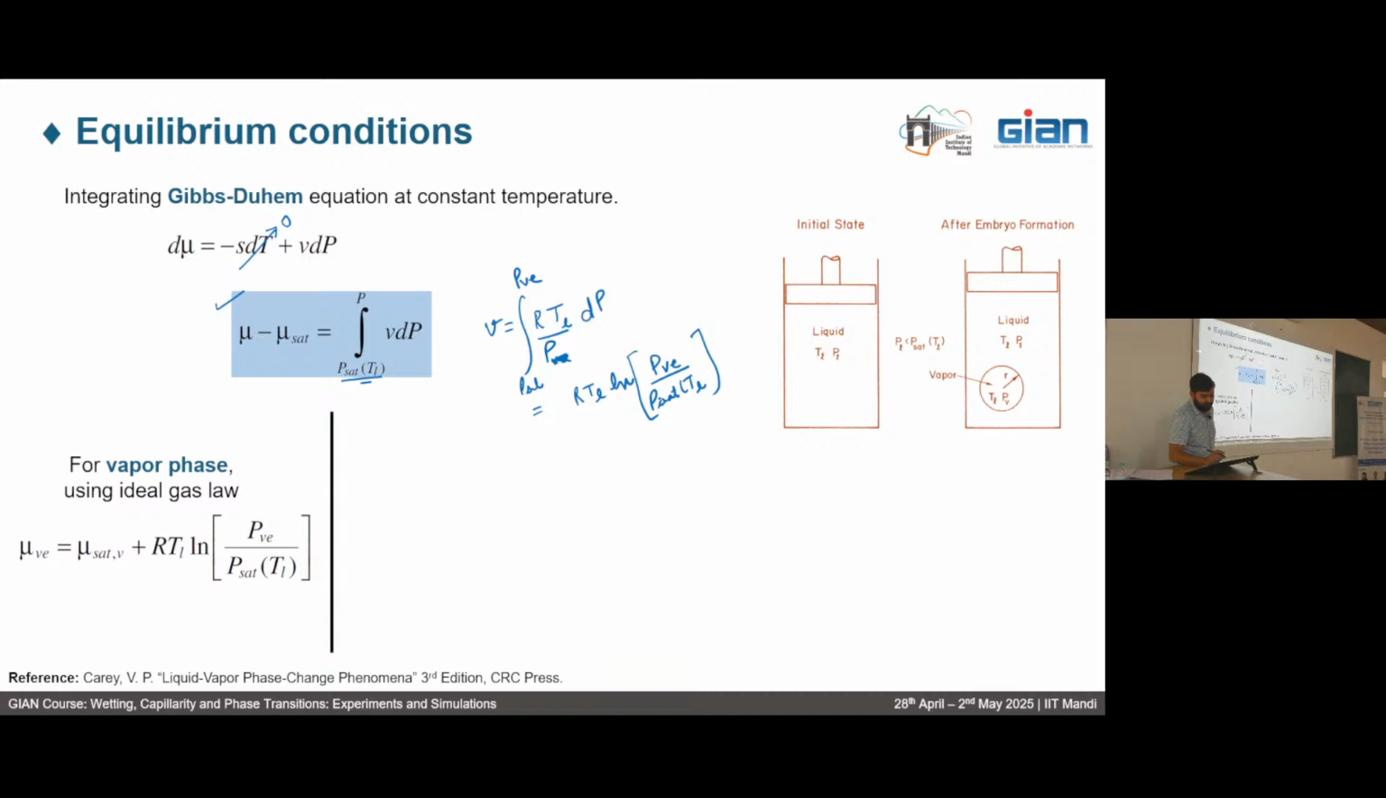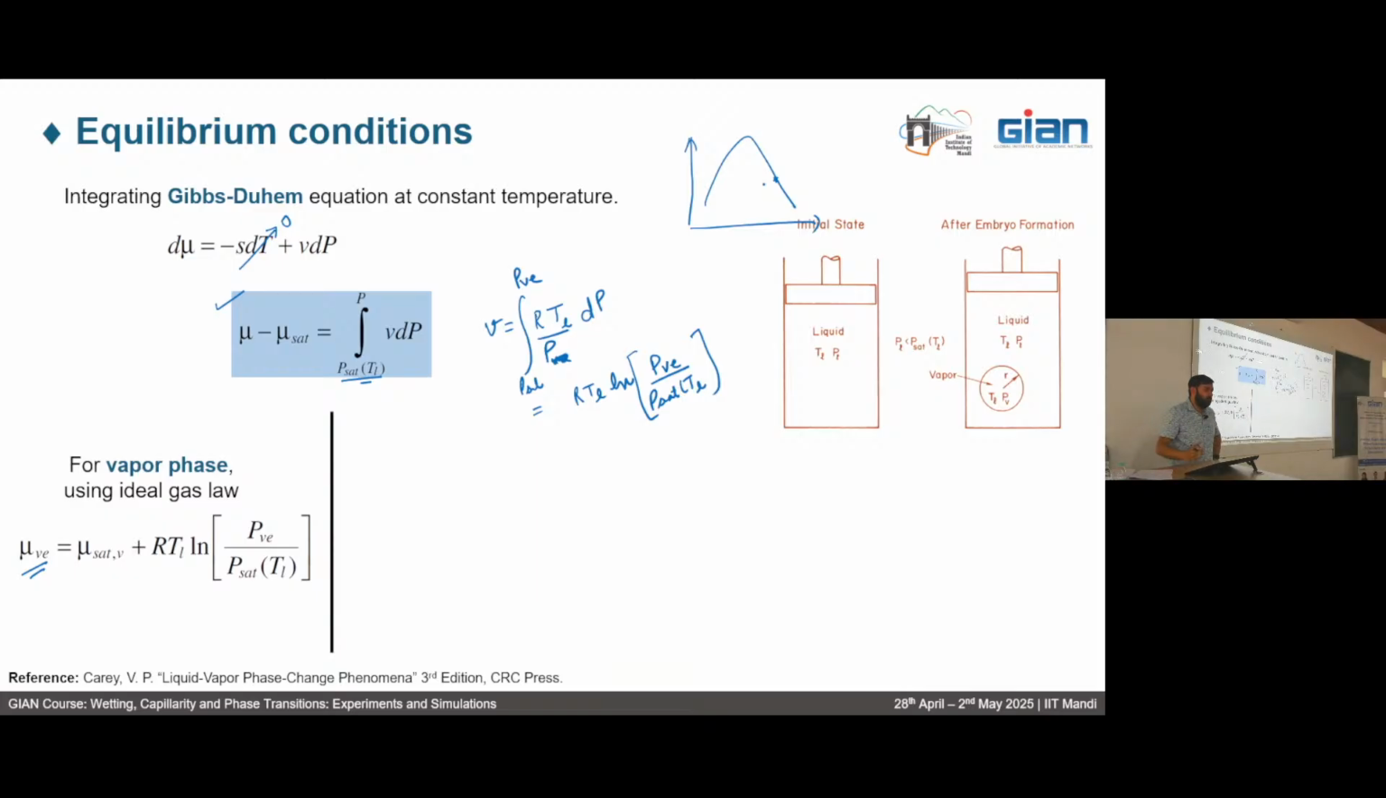So we can then say that the chemical potential of the vapor at equilibrium is equal to the chemical potential of the vapor at the saturated state, which is in the vapor dome. If you look at a vapor dome, it would be somewhere on this line, plus RTL times log of PVE by P saturation at temperature TL.